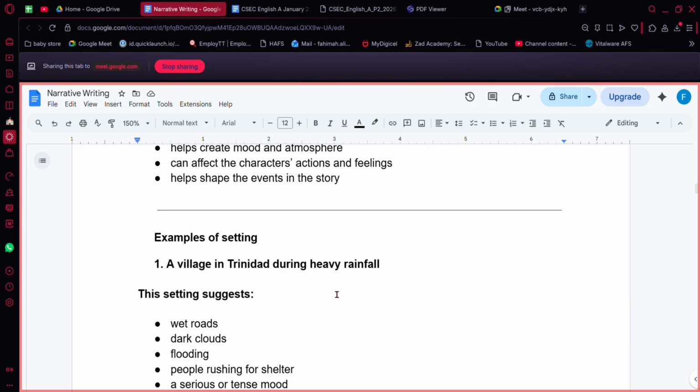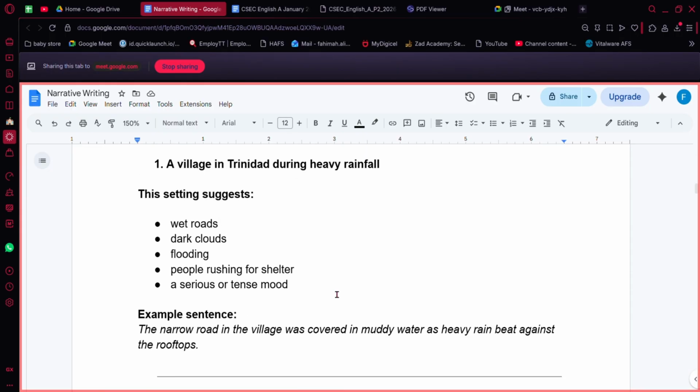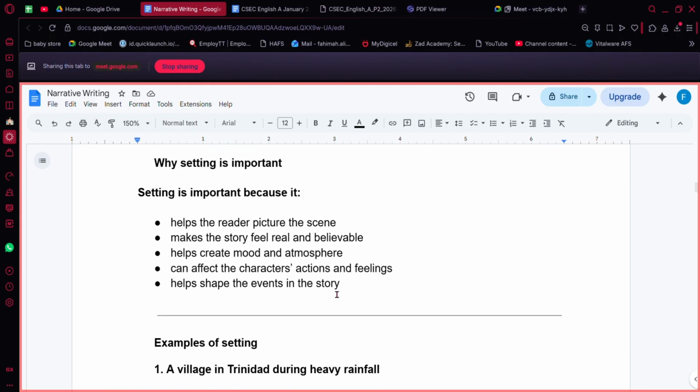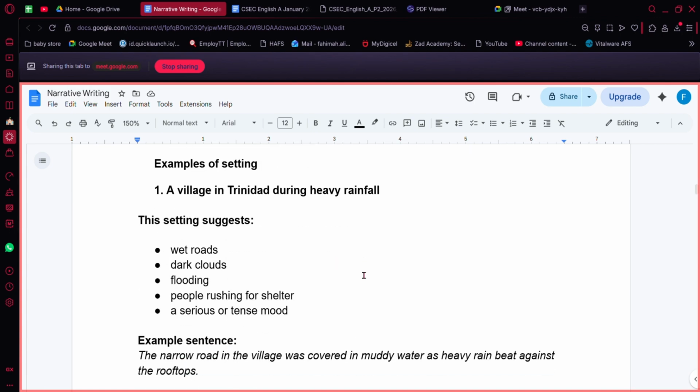But first, the setting is important, right? Because it helps the reader to picture the scene. It helps them to make the story feel more real and believable, creates the mood, affects the characters' actions, and helps to shape the events. So some examples of setting. If you want to write about your story taking place in a village in Trinidad during heavy rainfall, things that you need to mention would be the wet roads, the dark clouds, the flooding, people rushing for shelter, and it will also have a serious or a tense mood.